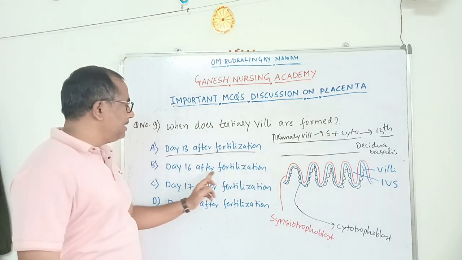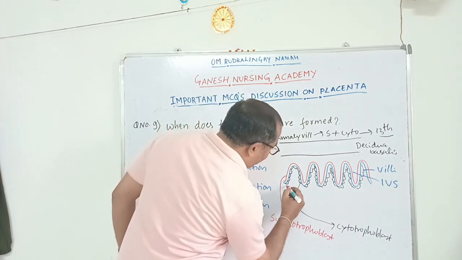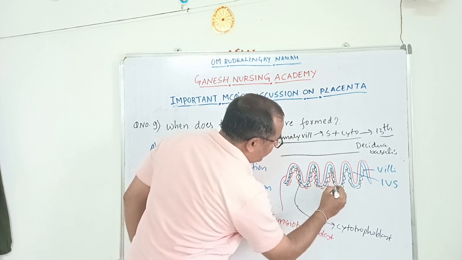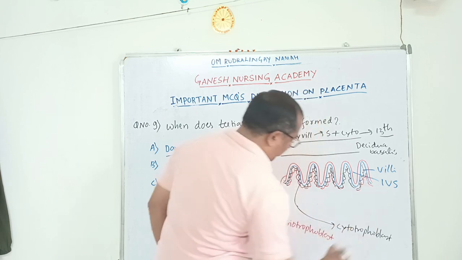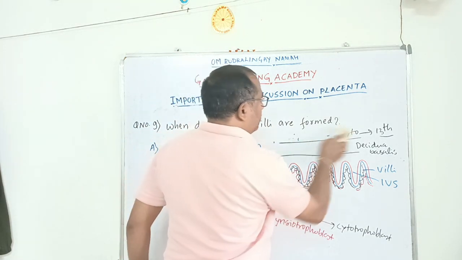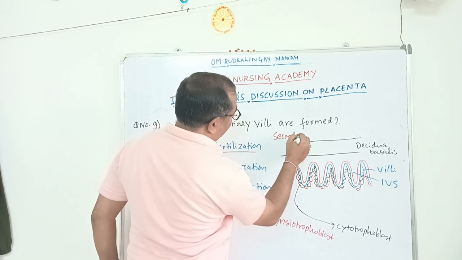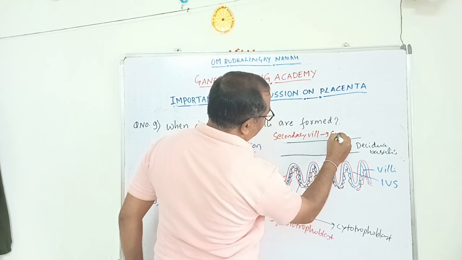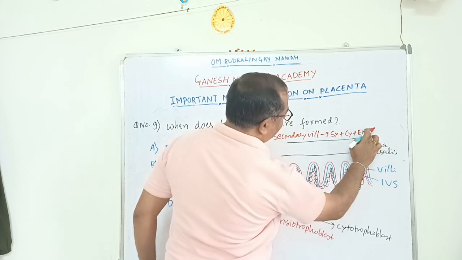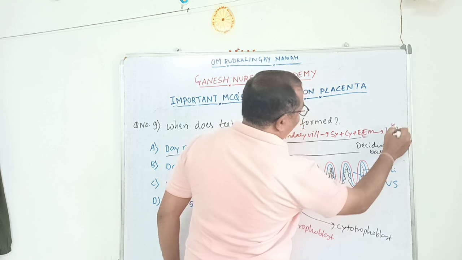On day 16 after fertilization, along with the syncytiotrophoblast and cytotrophoblast, another layer is found here, that is the extra embryonic mesoderm. So when the extra embryonic mesoderm is found, we call it a secondary villi. Secondary villi consists of syncytiotrophoblast plus cytotrophoblast and extra embryonic mesoderm. This is found on day 16 after fertilization.